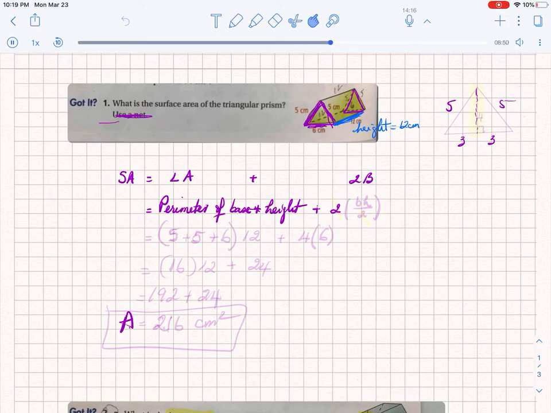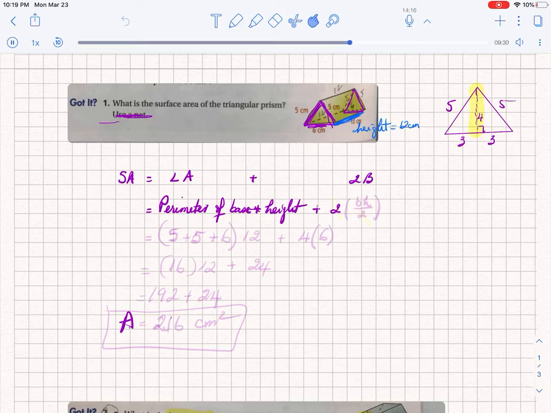Okay, let me draw this out. I'm going to have the length right here, the length right here, and then you have the length right here. At this point, I can find this piece right here by using the Pythagorean theorem. So this is the 3, 4, 5 triangle.